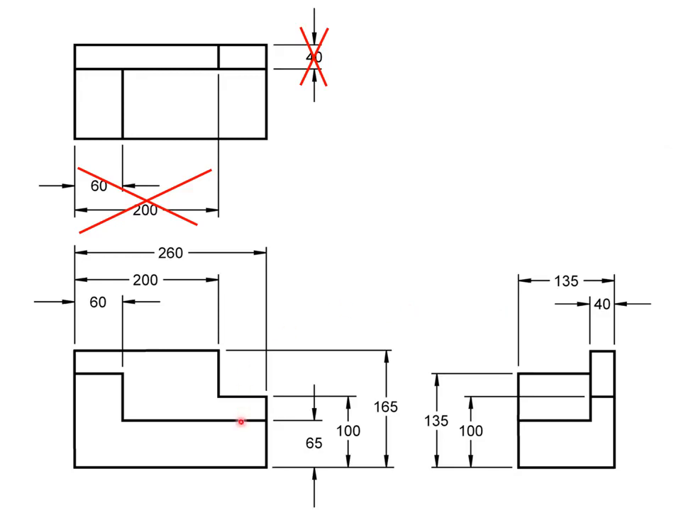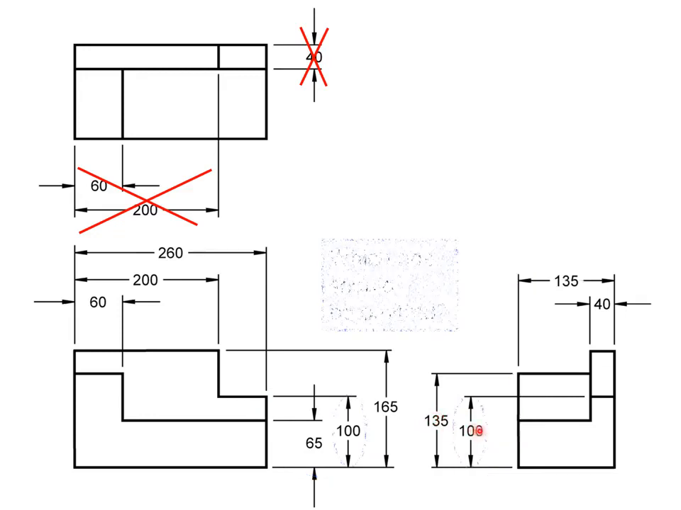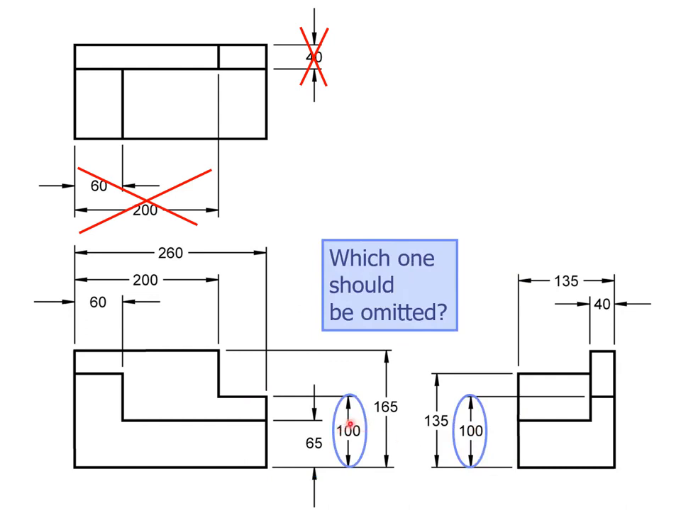Okay, so now let's take a look at the dimensions between the front and side view. Okay, so do we see any duplicates? Yep, we see the 100 and the 100. They're both dimensioning that same height. Now, you can keep it on either side. The 135 would end up by itself if you eliminate the one on the right. If you keep the one on the left, it'll be part of a larger group. So here, either one is correct.